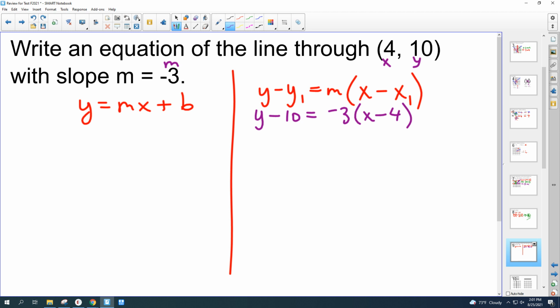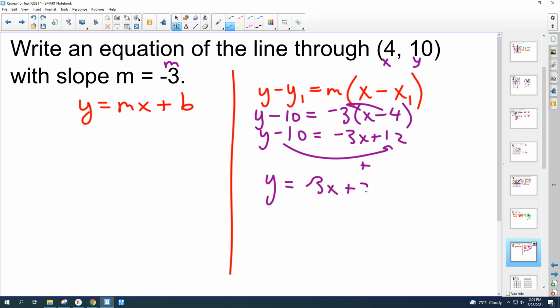Usually you're going to put it in slope-intercept form. That's what they're going to ask you to do. We're going to distribute -3x plus 12. You're going to add the 10 over. That's going to give me y equals -3x plus 22.